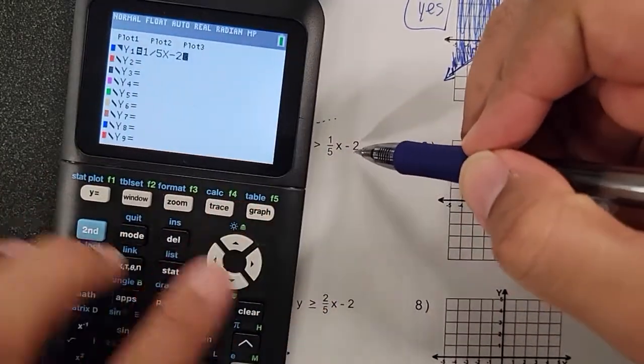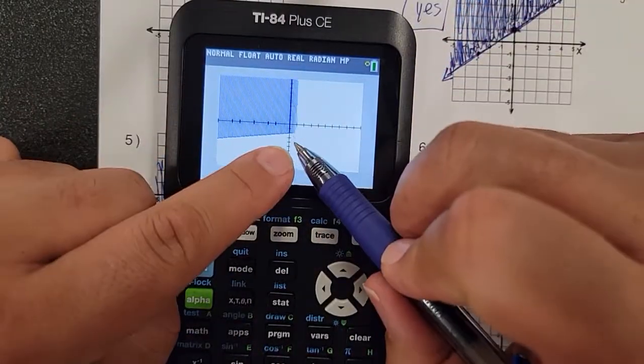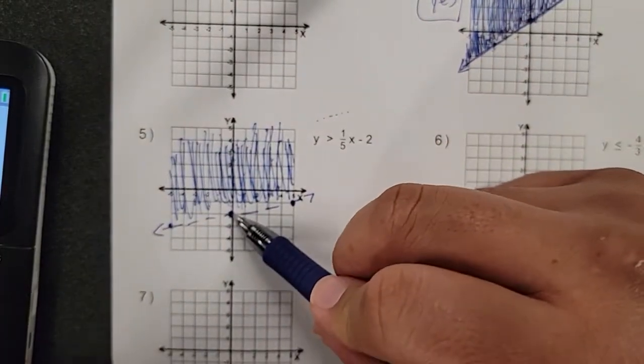That's a minus sign, guys. Some people thought it was a negative. It's actually a minus. Push trace. So you're going to get the point 0, negative 2. All right, I got that one right here, 0, negative 2.